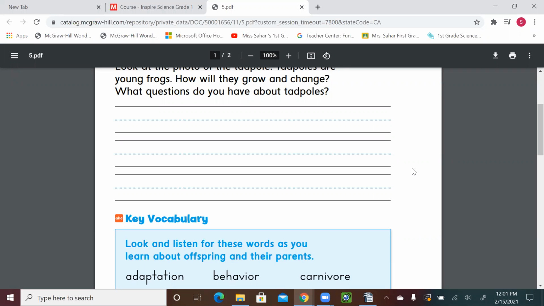Today we're going to start a new unit, Offspring and Their Parents, page 154. For this unit, you will be learning about the behavior of parents and their offspring. You're also learning about how plants grow and change, how plants are like their parents, how animals are alike and different, how young animals are alike and unlike their parents, and also how animal offspring survive. So let's start page 154.